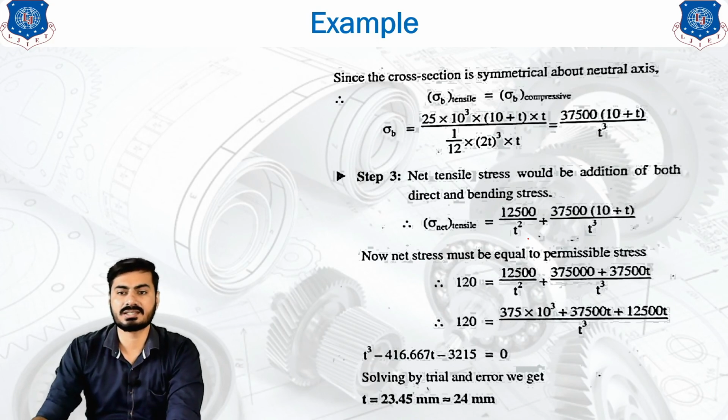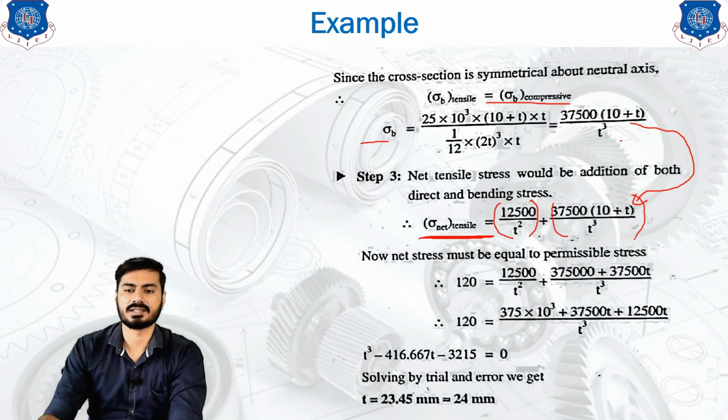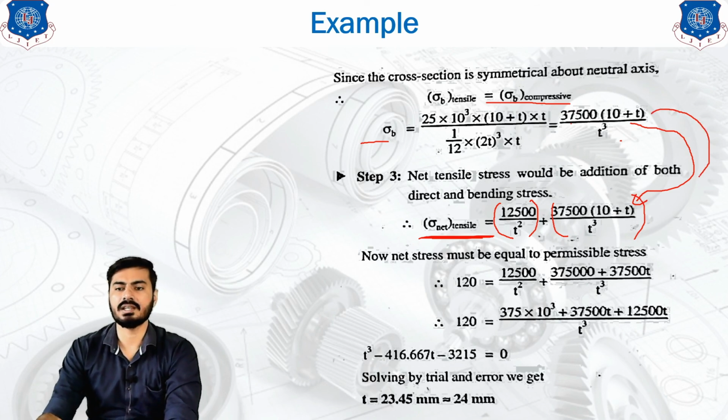Since the cross section is symmetrical about the neutral axis, we can consider sigma b equals sigma compression. So sigma b equals My by I, and this will be substituted in this equation. The total stress equals the tensile or axial stress plus bending stress. The bending stress represented in this equation will be substituted over here in terms of t.